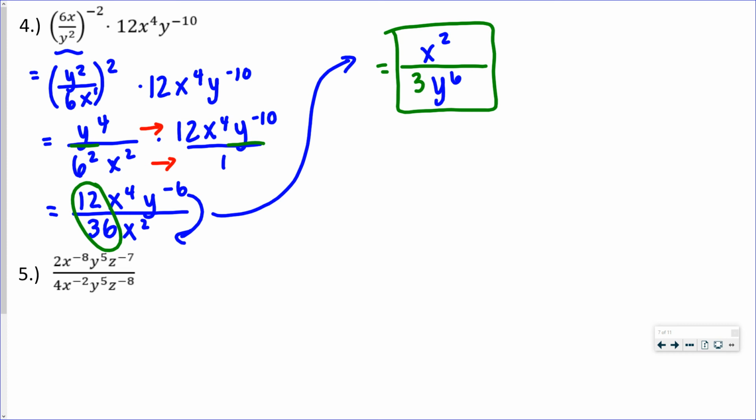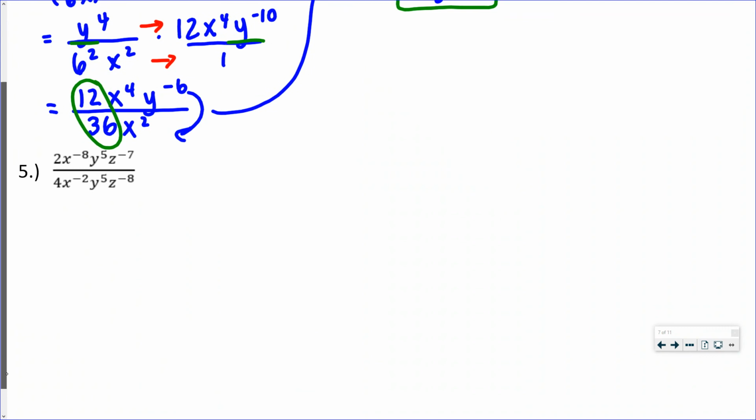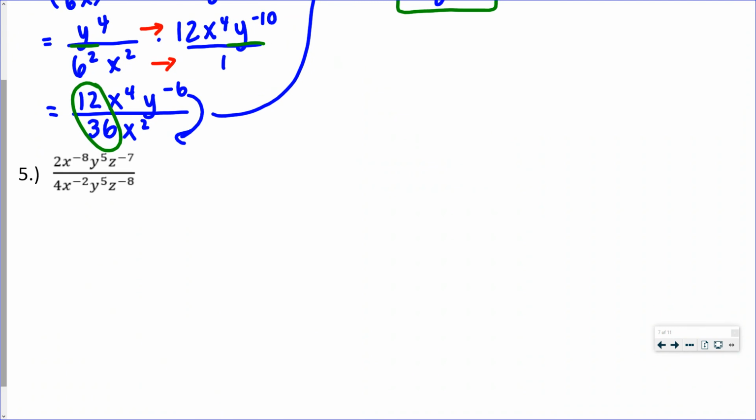This next one looks scarier than it is. All we really have to do in this one, it's already one fraction. All we have to do is basically combine all the x's, y's, z's, and then reduce this fraction 2/4. So let's start with the fraction. 2/4 reduces to 1/2. So again, you don't need to write the 1.